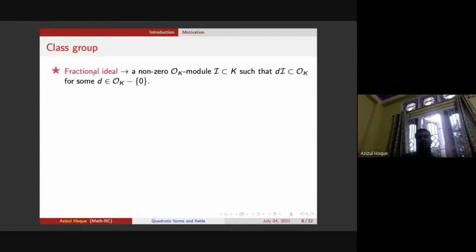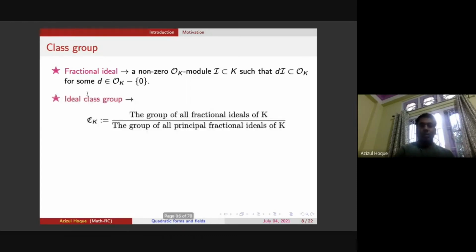So there is a nice multiplication property, and so you can define that structure, and you can define the group of fractional ideals. And in fact, that gives an abelian group. So we have a nice abelian group here.